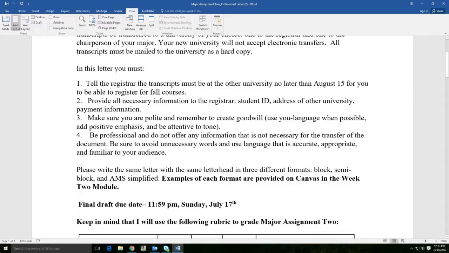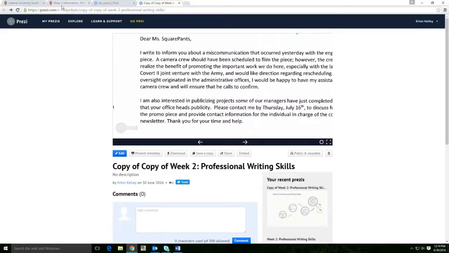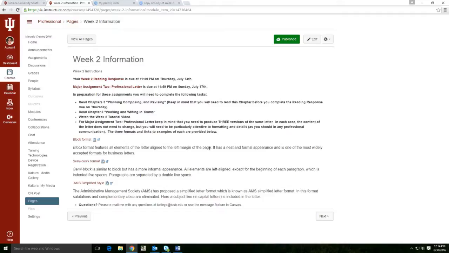So what I'd recommend is you try to write the letter and then go back and do several rounds of revision, being very attentive to the 10 items that promote clarity in professional writing that we read about in this chapter. Then the next step in the directions, you're going to write the same letter with the same letterhead in 3 different formats. These are letter formats that are typically used in professional writing, known as block, semi-block, and AMS simplified. You can find examples of each format on our Canvas page.